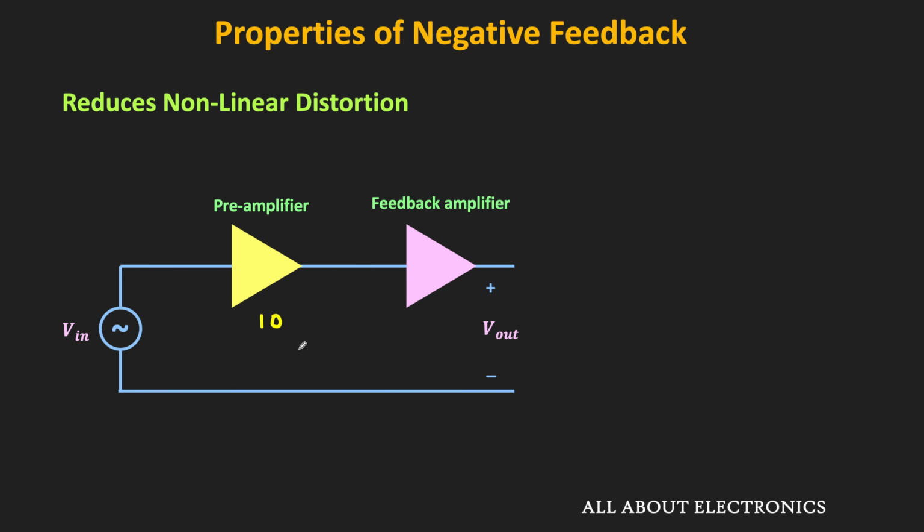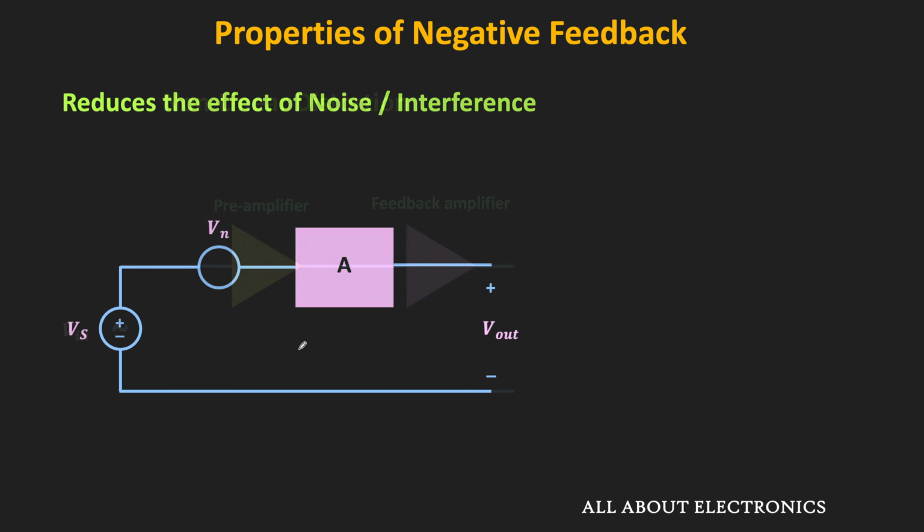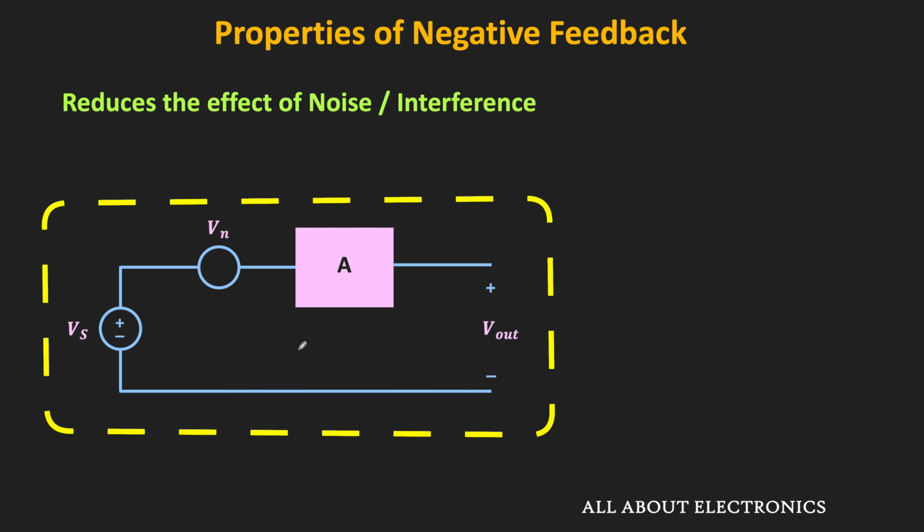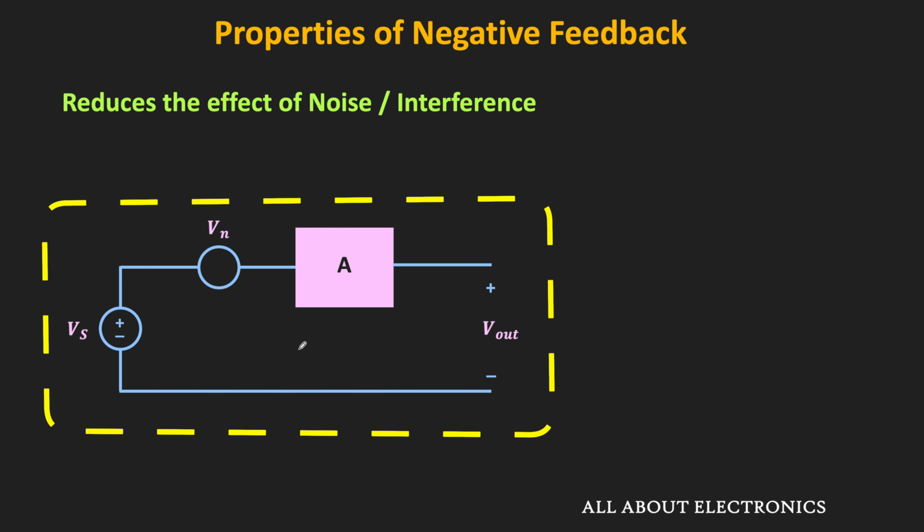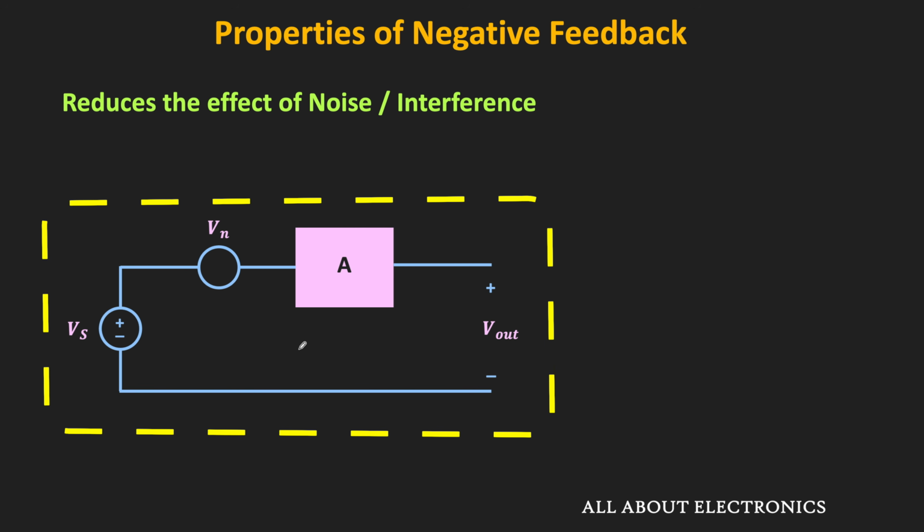So in short, using this negative feedback, it is possible to reduce the effect of nonlinear distortion. Apart from that, this negative feedback also reduces the effect of the noise or interference in the amplifier circuit. Or more precisely, it can increase the signal to noise ratio. When the amplifier is configured in a certain way, it is possible to achieve that. So let's say we have one noisy amplifier. Whenever some input signal Vs is applied to it, along with that, this noise signal Vn also gets amplified.